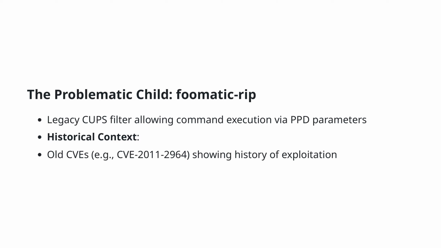The slide at hand focuses on the problematic child, Foomatic-rip. Foomatic-rip is a legacy CUPS filter that allows command execution through PPD parameters. This issue has its roots in the historical context of past vulnerabilities, such as CVE-2011-2964, indicating a long history of exploitation involving this filter. Essentially, this slide highlights how Foomatic-rip has been a repeated target for security breaches due to its capacity to execute commands via unsanitized PPD attributes, making it a significant concern in the realm of secure printing environments.